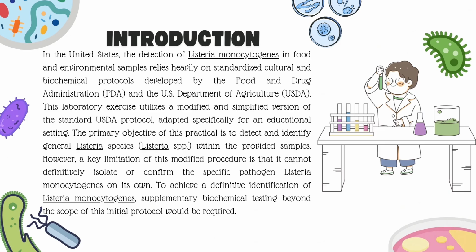The primary objective of this practical is to detect and identify general Listeria, which is Listeria spp., within the provided samples. However, a key limitation of this modified procedure is that it cannot definitively isolate or confirm the specific pathogen Listeria monocytogenes on its own. To achieve a definitive identification of Listeria monocytogenes, supplementary biochemical testing beyond the scope of this initial protocol would be required.